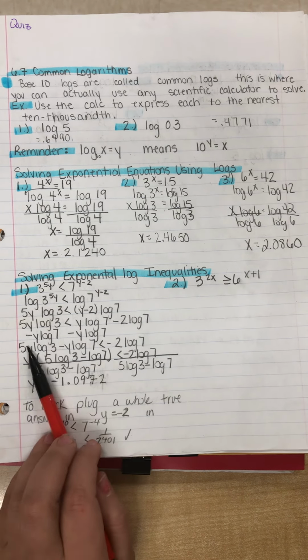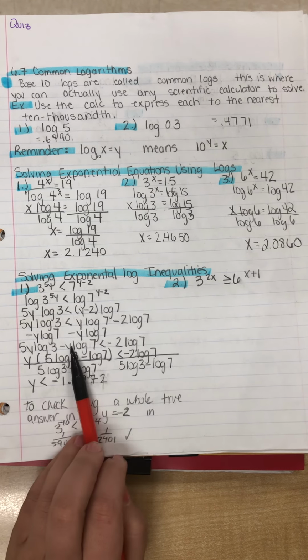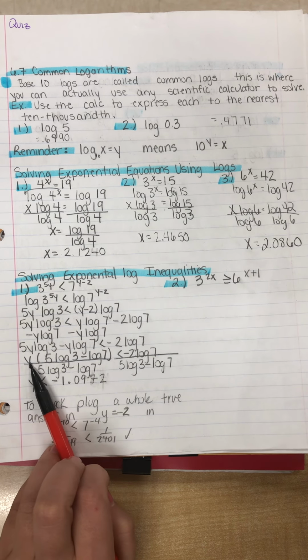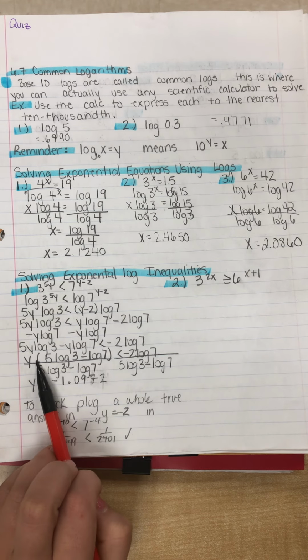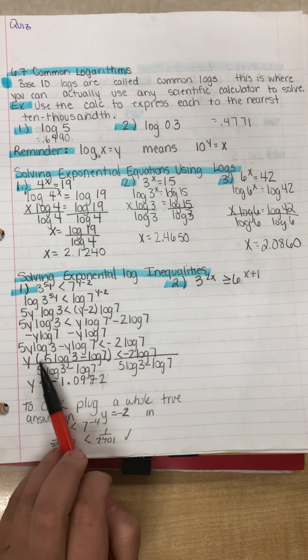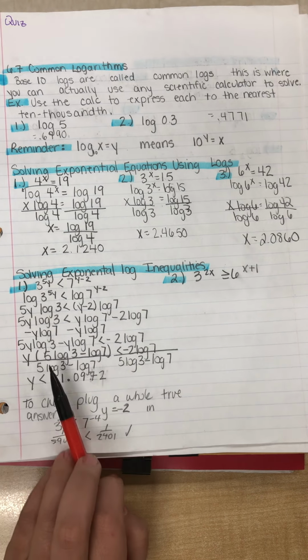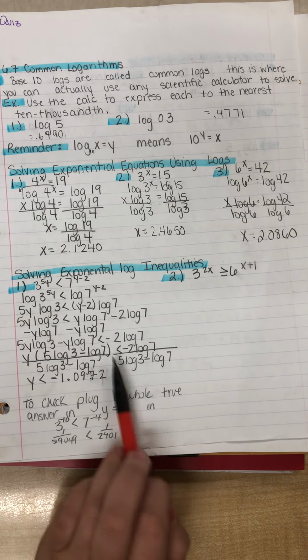So both have y's. The only thing they have in common is the y. Since they have y in common, you pull a GCF out of y. You only have one left. You do this every time you have y's on both sides. And then you have that. So it's y times some ugly number is less than some number. So you divide both sides by that some ugly number we don't know.